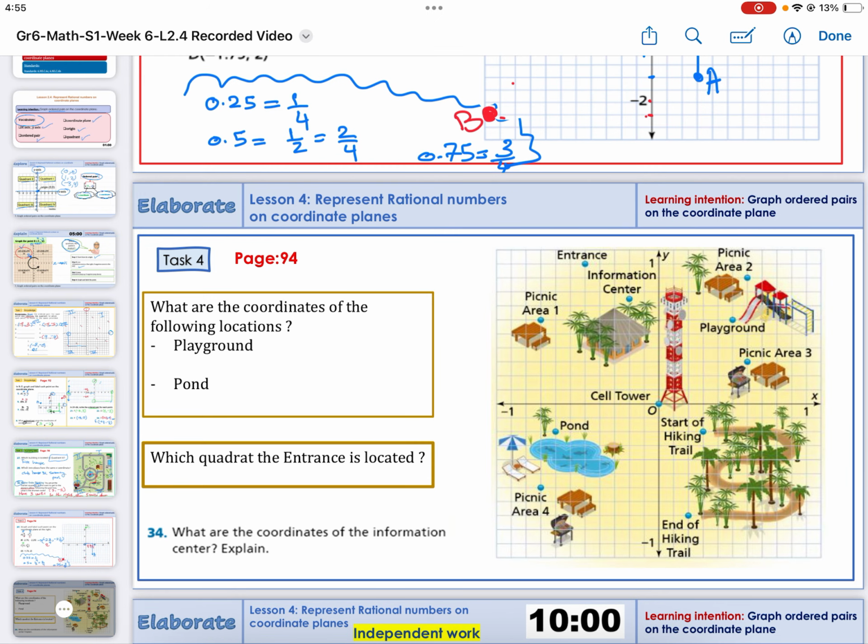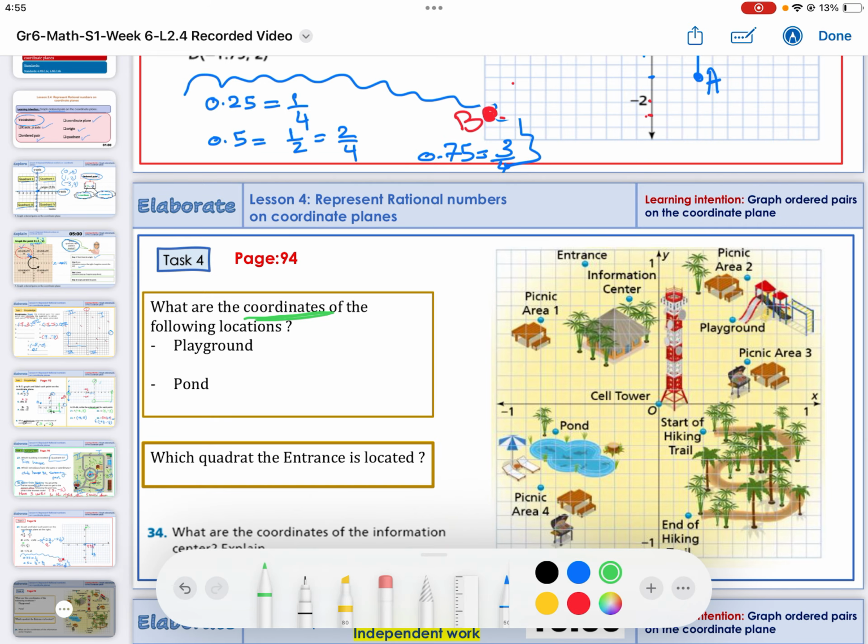What are the coordinates? They're asking you for the ordered pair for the playground and the pond. Follow the dots. For the playground, as you can see here, we put a dot. Do not follow the building. Follow the point itself. Okay, guys? Follow the points. They're more accurate and more clear. And which quadrant? Okay, so that's it for this lesson. I will leave the rest of the questions for you to practice on your own using your math book, inshallah.